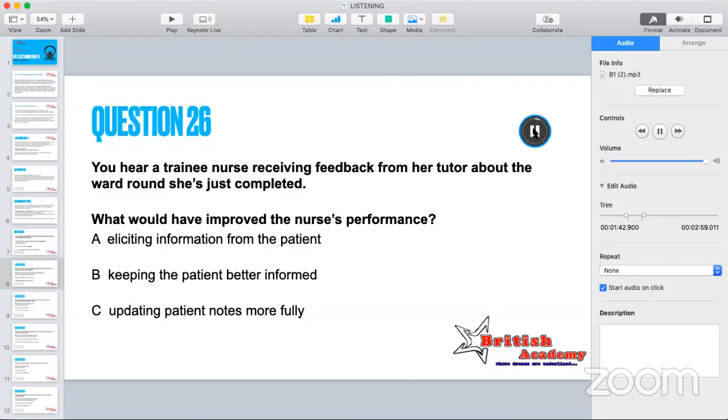Question 26. You hear a trainee nurse receiving feedback from her tutor about the ward round she's just completed.